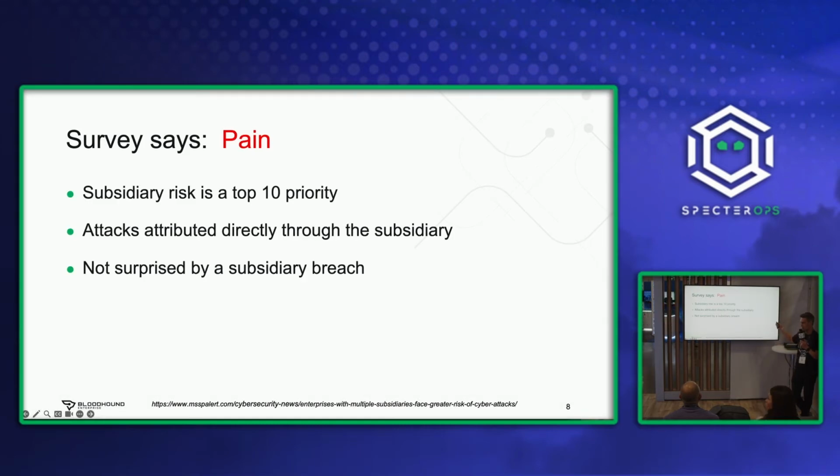There's a survey done by another organization. I linked it here. You can review all the details, but most see subsidiary risk for those that do mergers and acquisitions as a top 10 priority. They have multiple attacks that they can directly attribute to the subsidiary, and they're not surprised by a subsidiary breach.